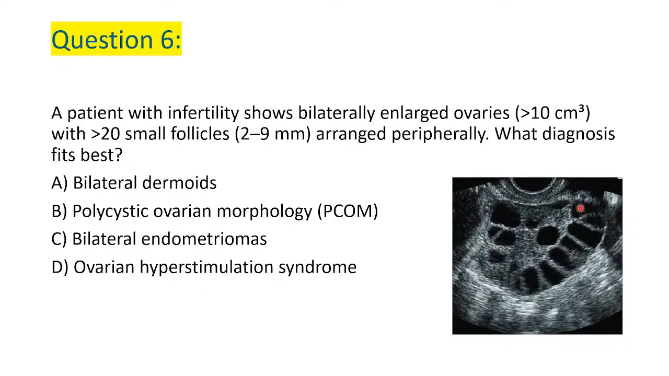So you can see the morphology there. We've got multiple cysts there and the echogenic stroma. So this is the morphology of polycystic ovarian morphology, PCOM. If ovaries are enlarged above 10 cubic centimeters with above 20 small follicles, 2 to 9 millimeters in diameter, that's polycystic ovarian morphology.